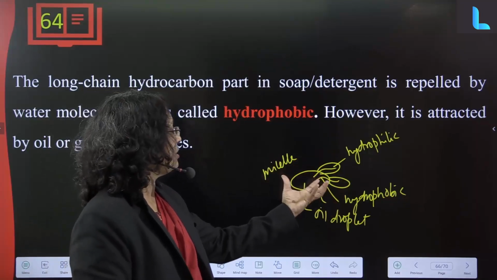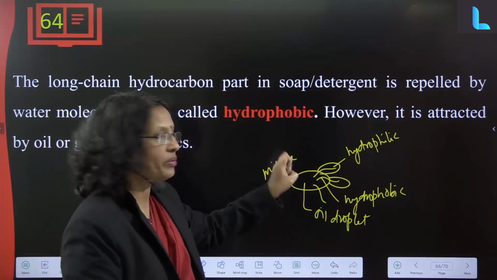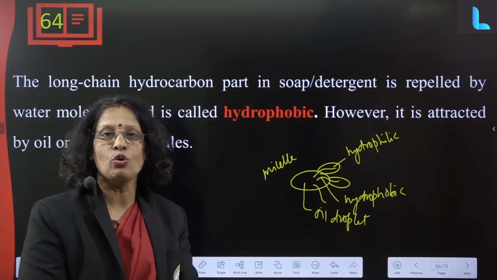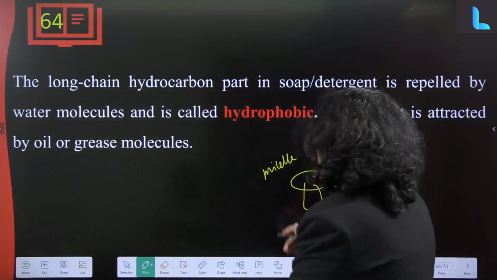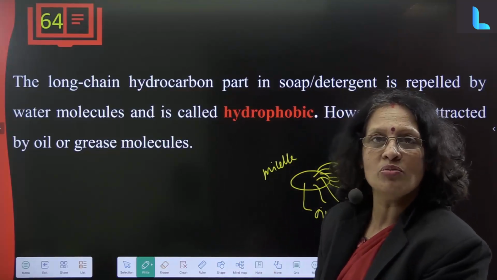So when you are using detergent and you are doing a rubbing action, what will happen? It will help remove the oil droplet, and then when you rinse with water, it will go along with the dirt with the water. The oil and grease also will get cleaned by micelle formation. This kind of structure which is formed around an oil droplet is called a micelle.